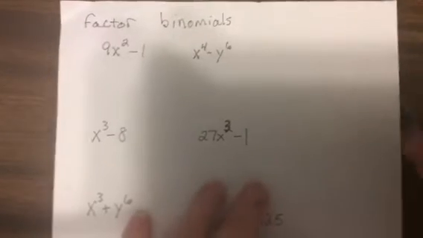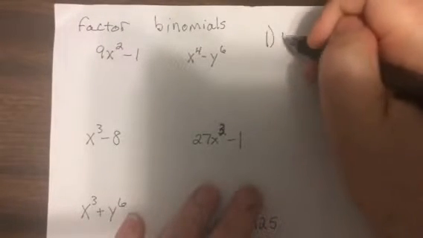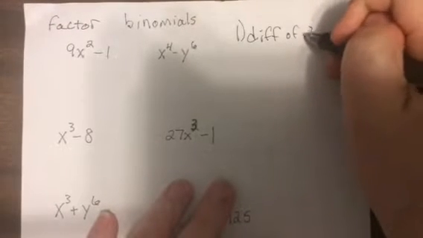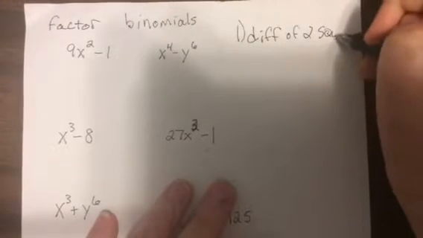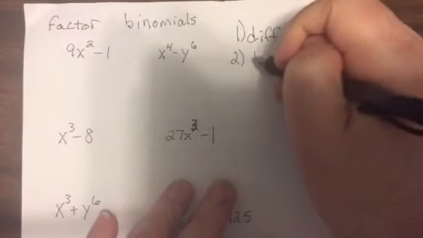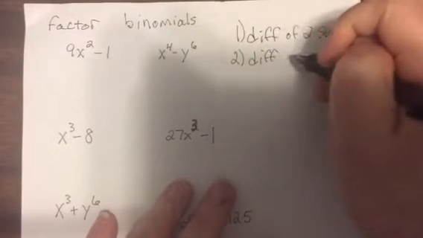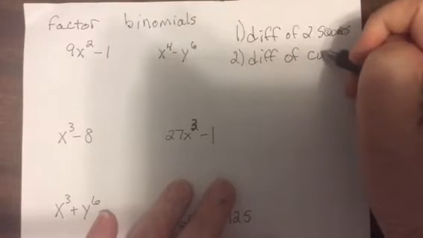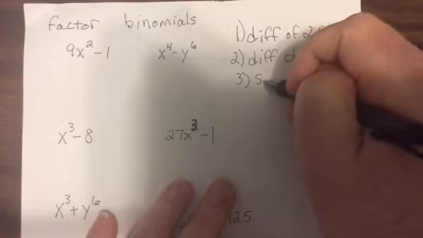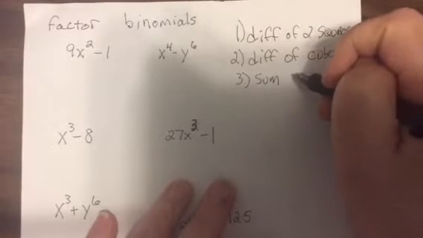There's three ways to factor a binomial. We got difference of squares. We got difference of cubes. And then we got sum of cubes. I bet there's an example of each one of these.